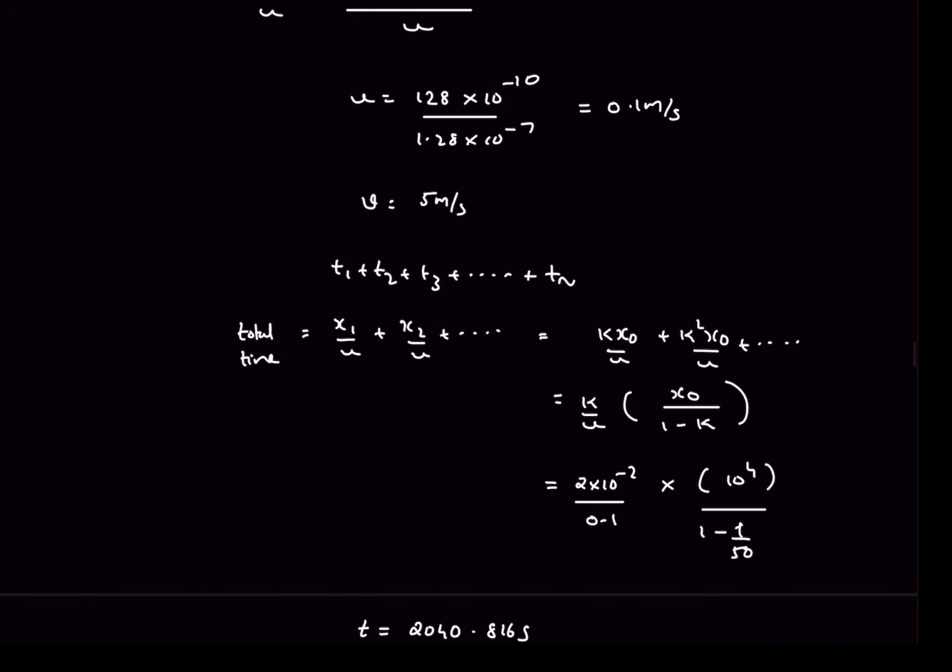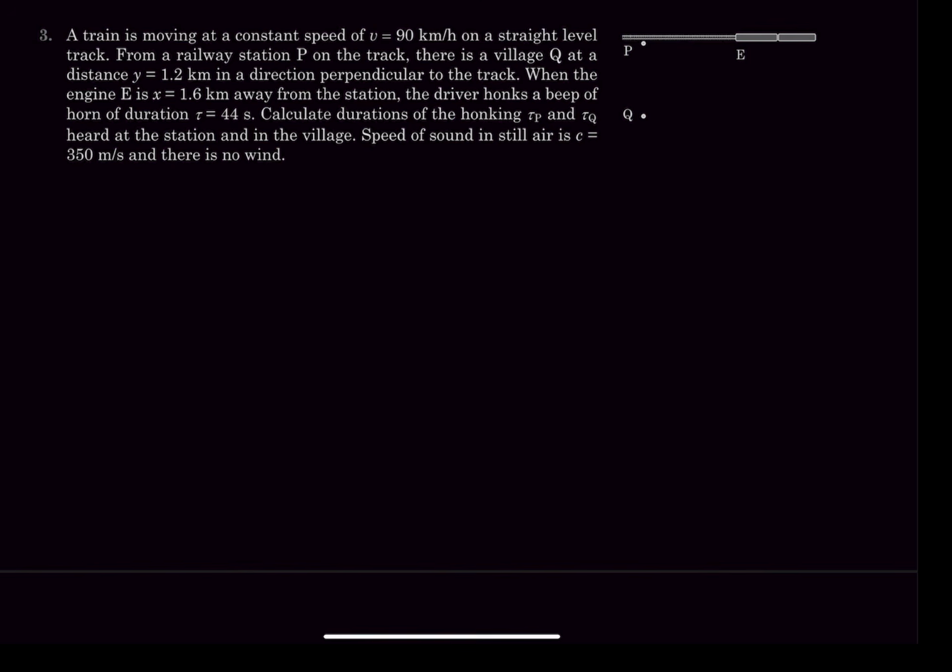So now let's move on to question number 3. Okay, so in the third question, we have a train that is moving at a constant speed of 90 kmph on a straight level track. From the railway station P on the track, there is a village Q at a distance of y in a direction perpendicular to the track.